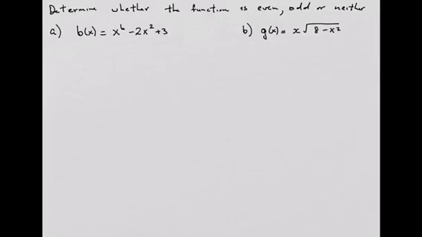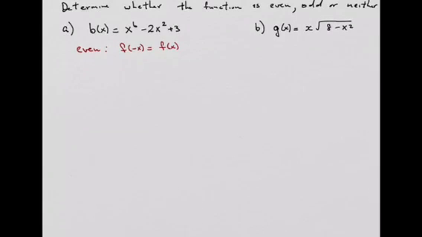We're now looking at whether the function is even, odd, or neither. So to find out which one, we know it could be even, it could be odd, or it could be neither. If we look at even, you should recall that for even, f of minus x will be equal to f of x. Well, we have b of x, so in our equation we can say that b of minus x must be equal to b of x. And let's see if that is true.